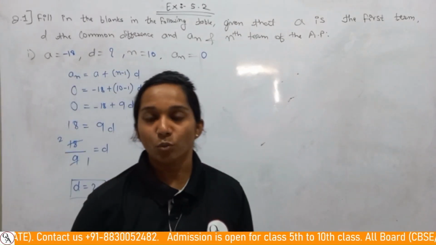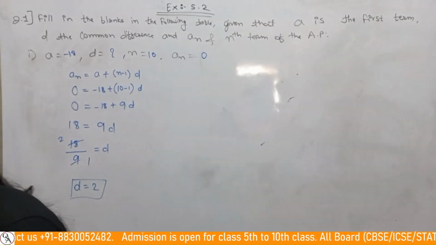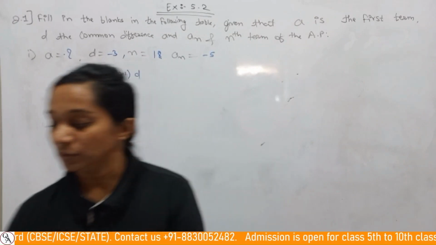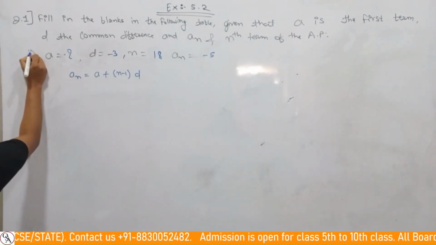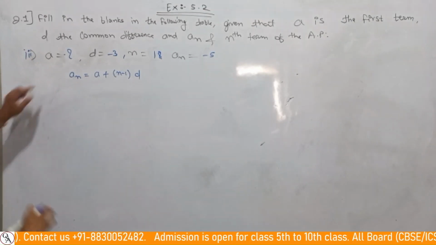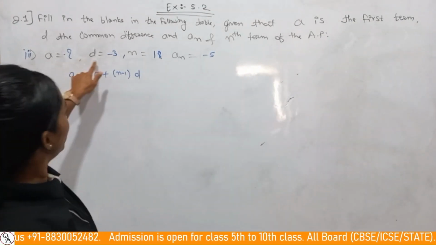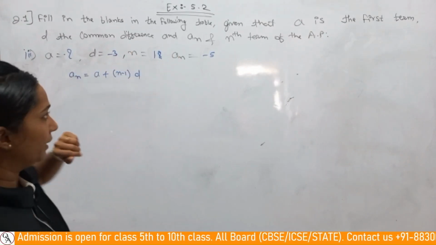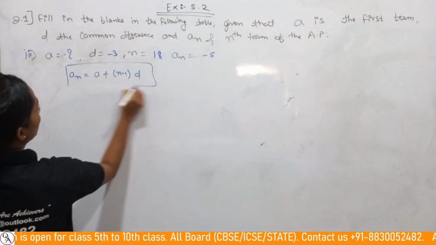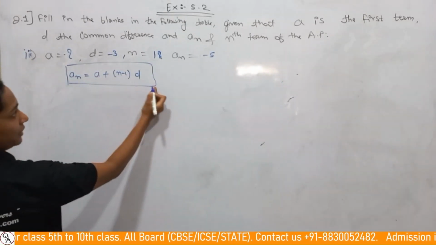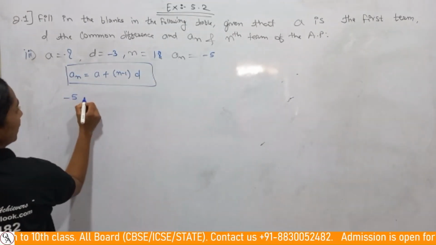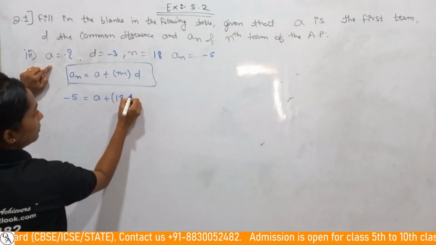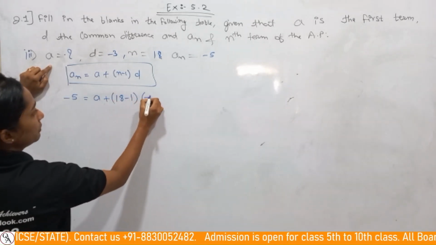So this is how we do it. Now we'll see question number 3. Here we have to find out a. Also we have d equal to minus 3, n equal to 18, and a_n equal to minus 5. The same formula we are going to use: a_n = a + (n - 1)d. a_n is minus 5 equals a, we have to find out, n is 18, so n minus 1, and d is minus 3.